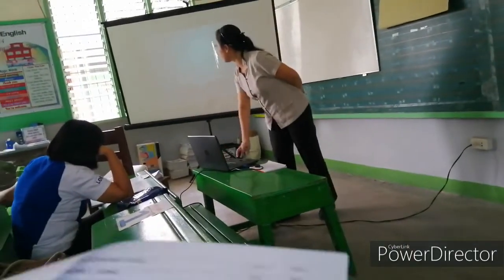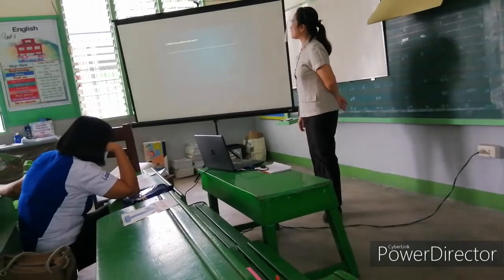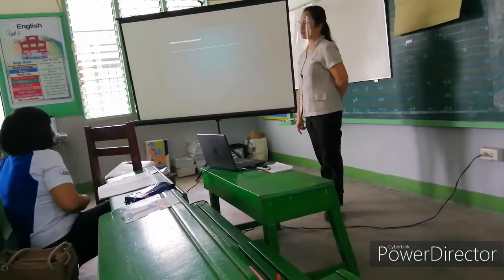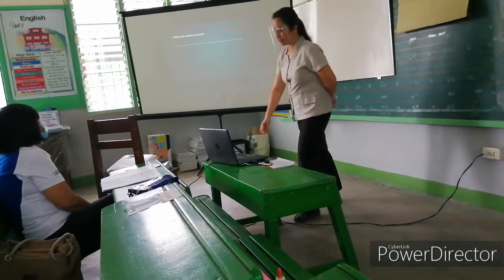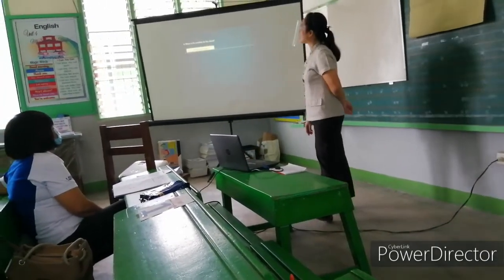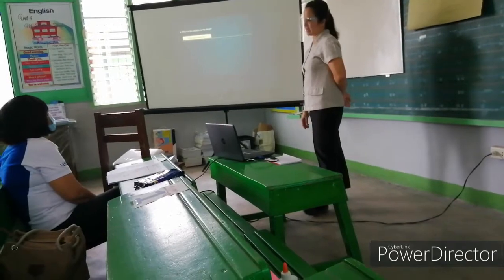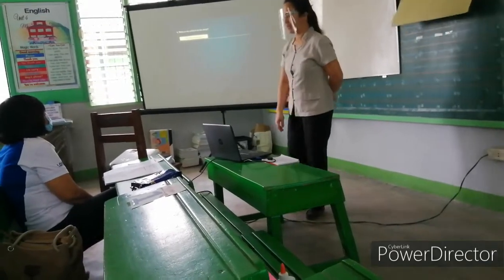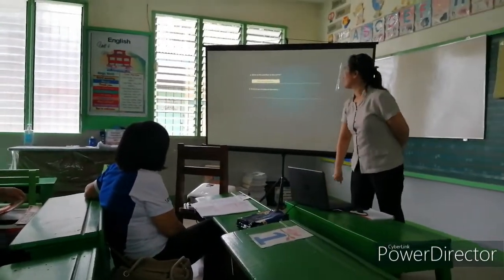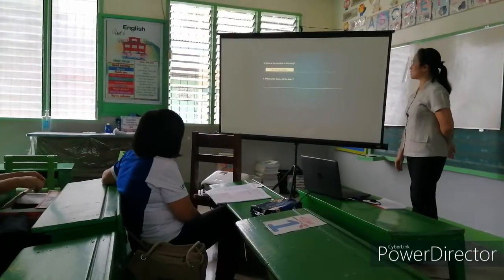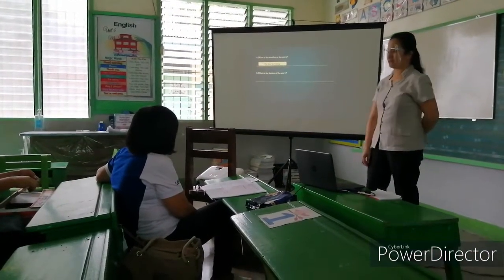Let us have the fourth question. What do you think is the conflict of the story? What was the problem in the story? The boy is missing, and the grandma could not bring her grandson back anymore. Okay? Number five, what do you think is the theme of the story?